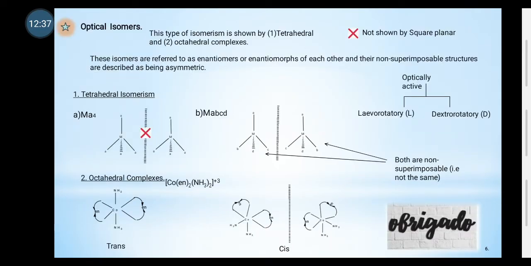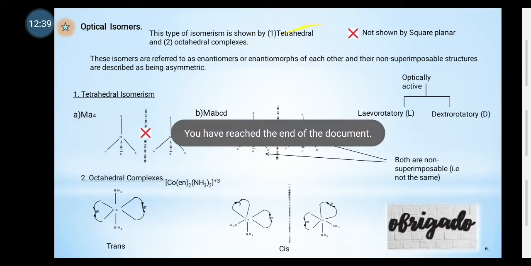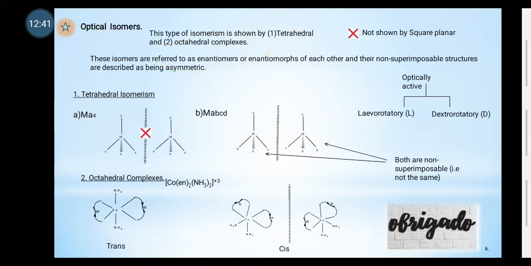Inverse is the case. This type of isomer is shown by what? Tetrahedral and octahedral. Why? It doesn't show what? Square planar. So these isomers are referred to as what? Enantiomers or enantiomorphs of each other. So it's known as the enantiomer or enantiomers of each other, and there is what? Non-superimposable structure, described as being asymmetric. I will explain that now.